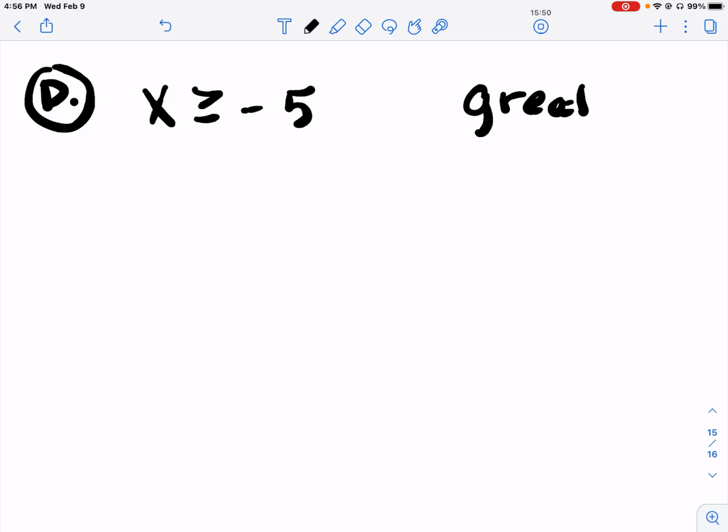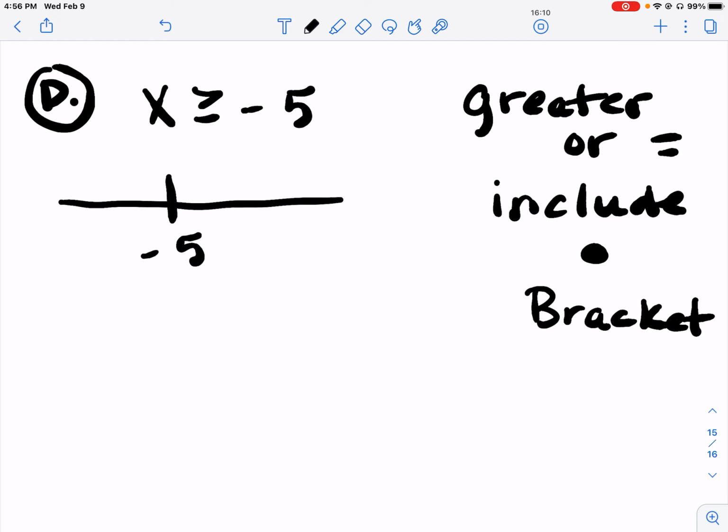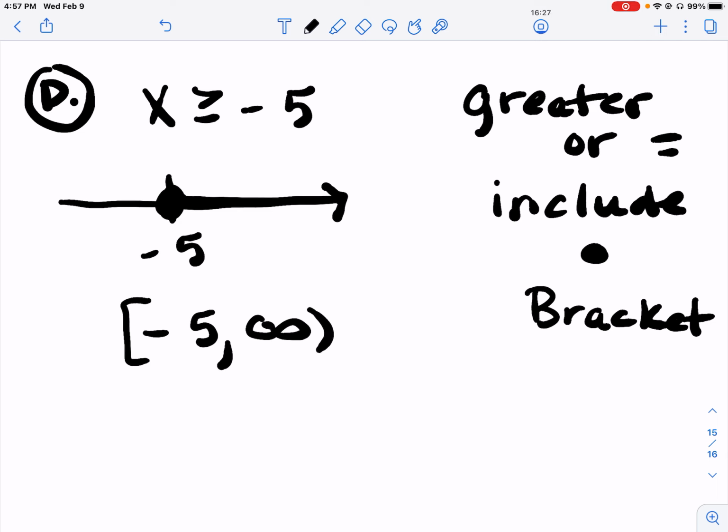We have greater or equal to. The or equal to means x can be negative 5. So we include, close circle, and bracket. The brackets only go on numbers. Things are bigger going to the right. The or equal to tells us that negative 5 can be x. So the numbers start at negative 5 and get bigger. The bracket is because of the or equal to.